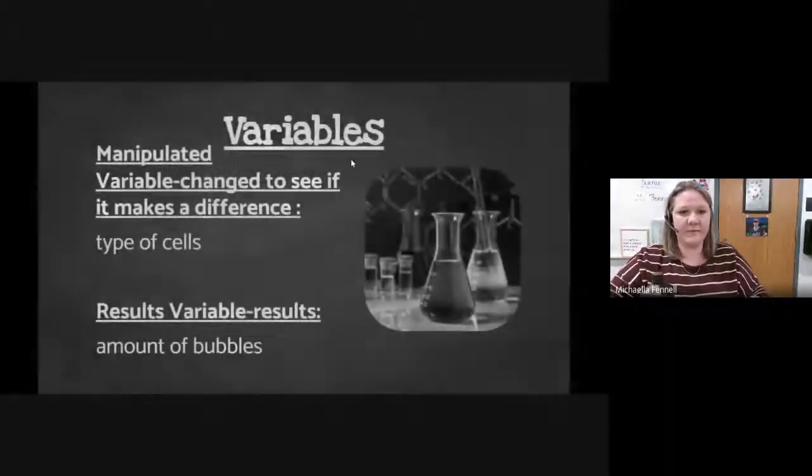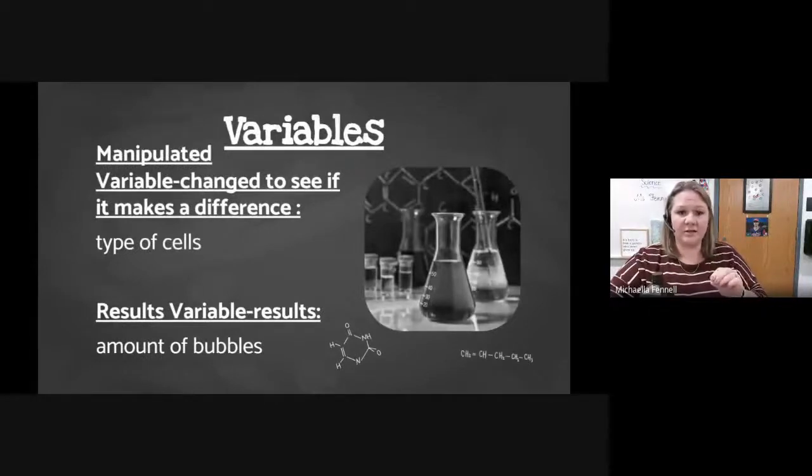This is a quick review of last year, parts of an experiment. We're going to have a whole other chapter on parts of experiments in the spring, so hopefully you remember this, and we'll review even more later. The manipulated variable we're using here is the type of cells. We're testing different cells to see if it makes a difference. Our results variable is the amount of bubbles that we're seeing produced in the test tubes.